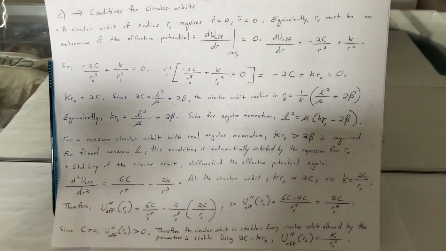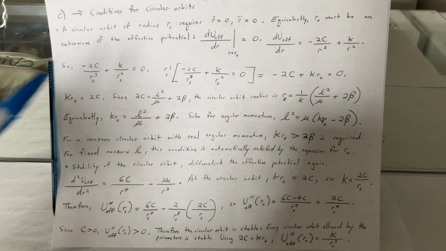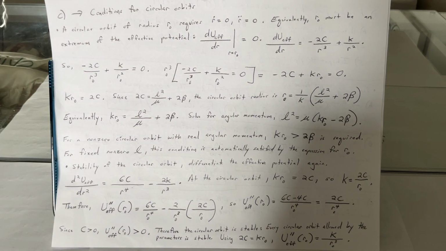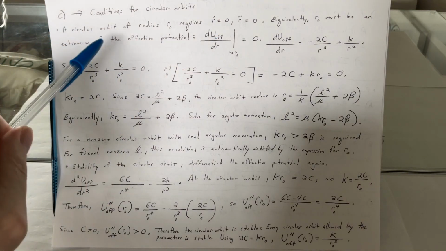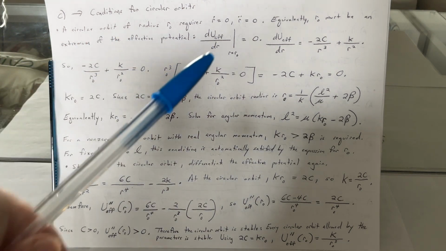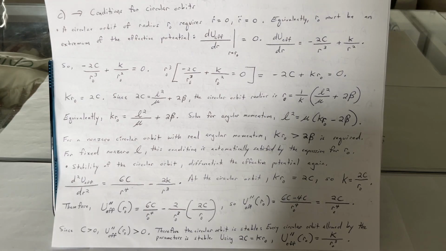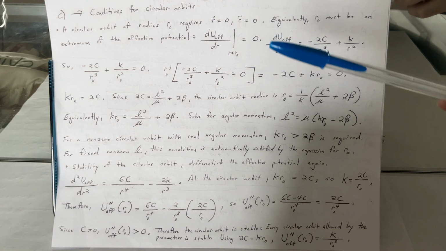So part C, we have the conditions for circular orbits. A circular orbit of radius r naught requires r dot equals 0 and r double dot equals 0. And equivalently, r naught must be an extremum of the effective potential, d u sub EFF dr at r equals r naught is equal to 0.